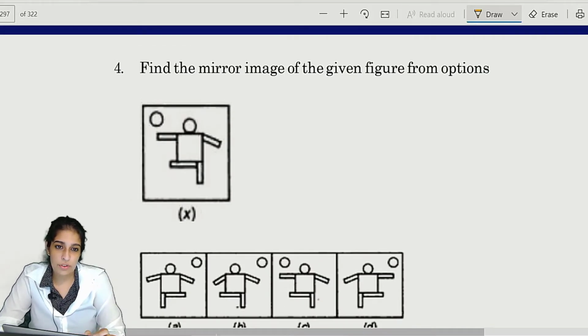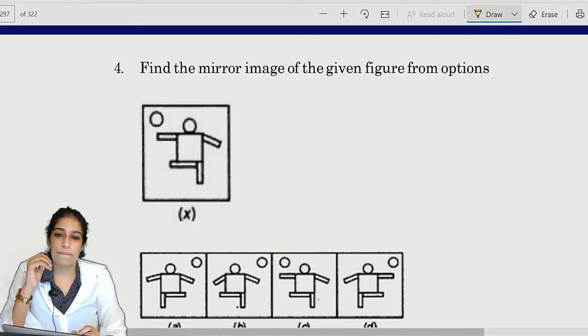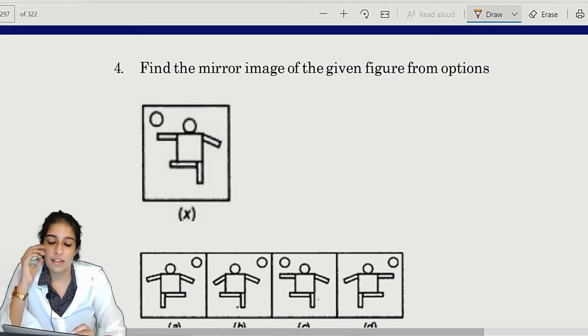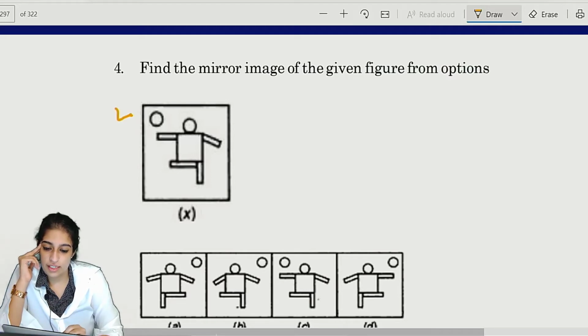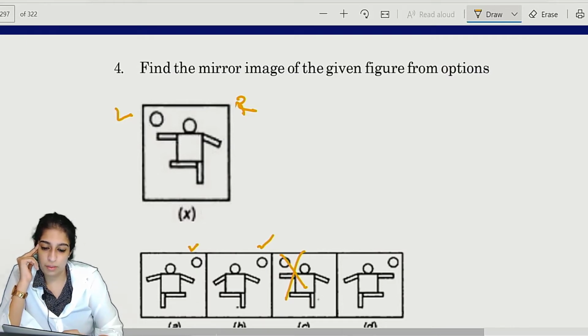Find the mirror image from the given figure. Now this dot is there, it is on the left hand side, it will now come on the right hand side. तो ये हो सकता है, it can be A, it can be B, it cannot be C because the dot is still on the left hand side. Okay, ये हो सकता है. Now let's go on the other part.